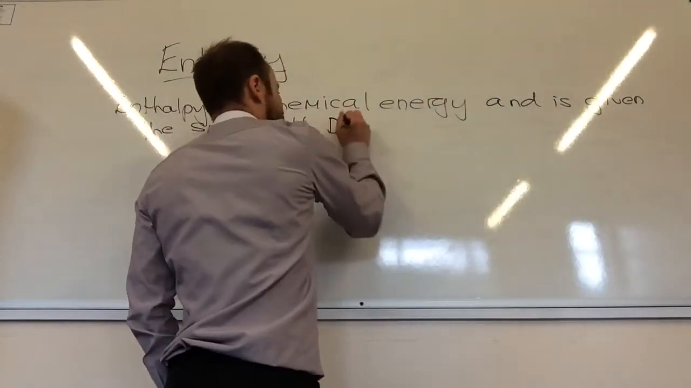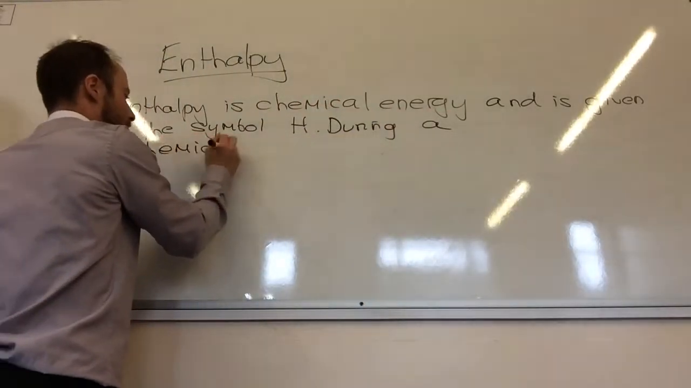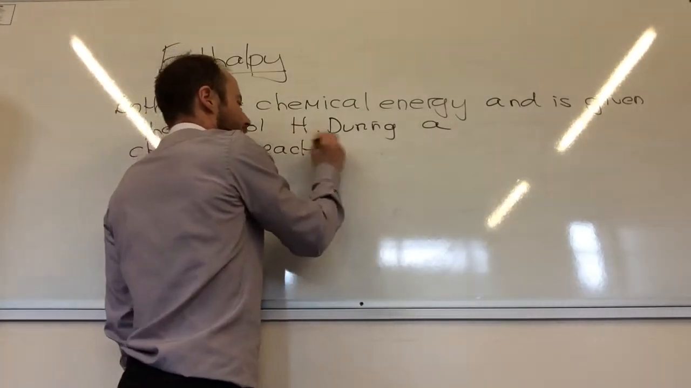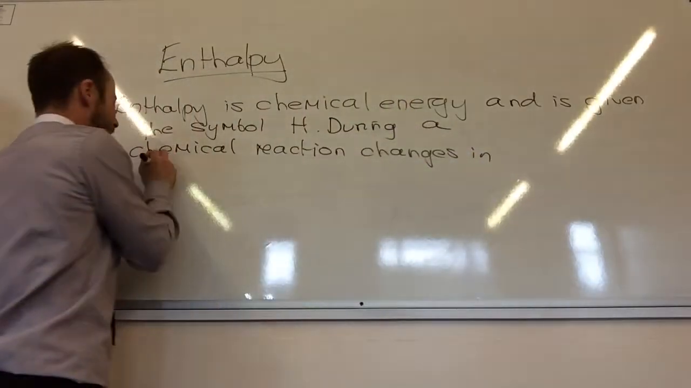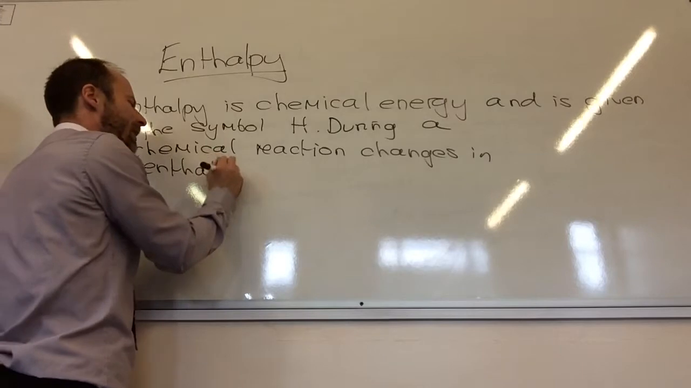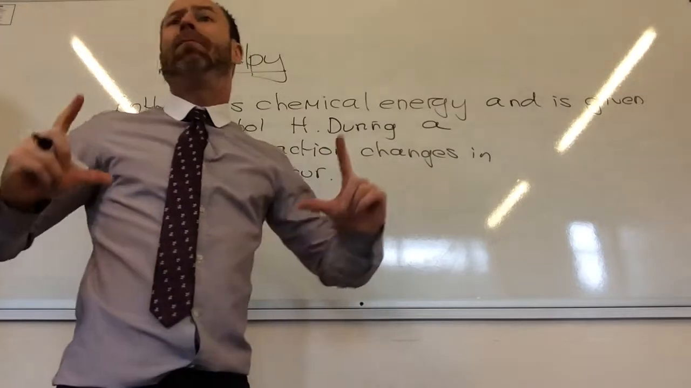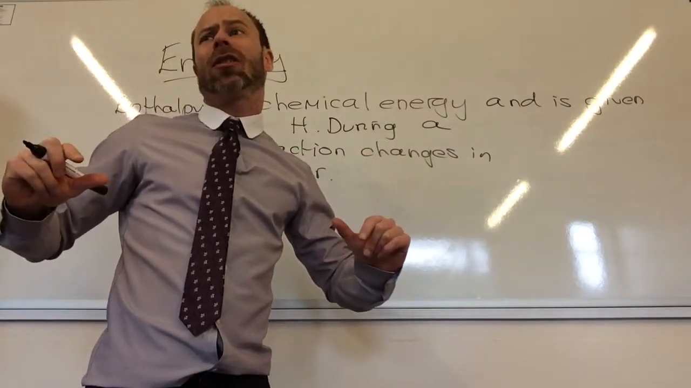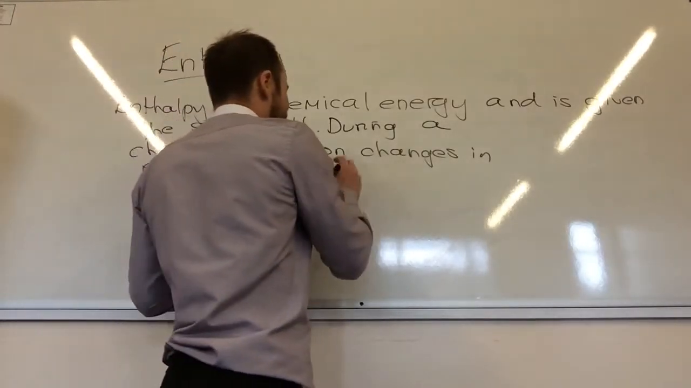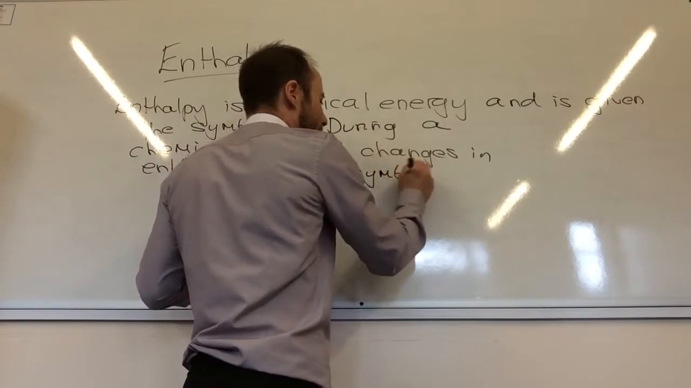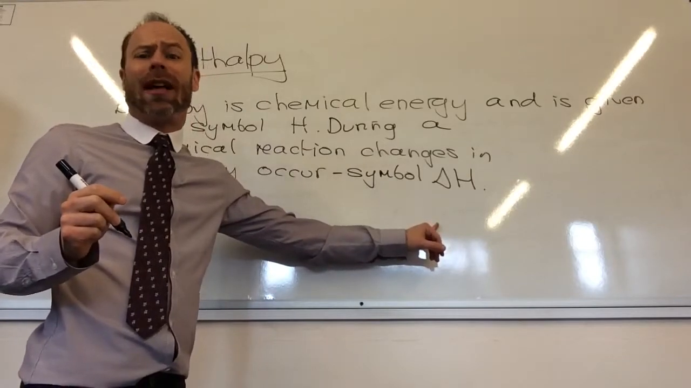During a chemical reaction, changes in enthalpy occur. What symbol do we use for change? Mathematicians use delta. If it's a measurable change, it's a capital delta, which is a triangle. So that's got the symbol delta H. That is what we're going to be looking at, delta H changes.